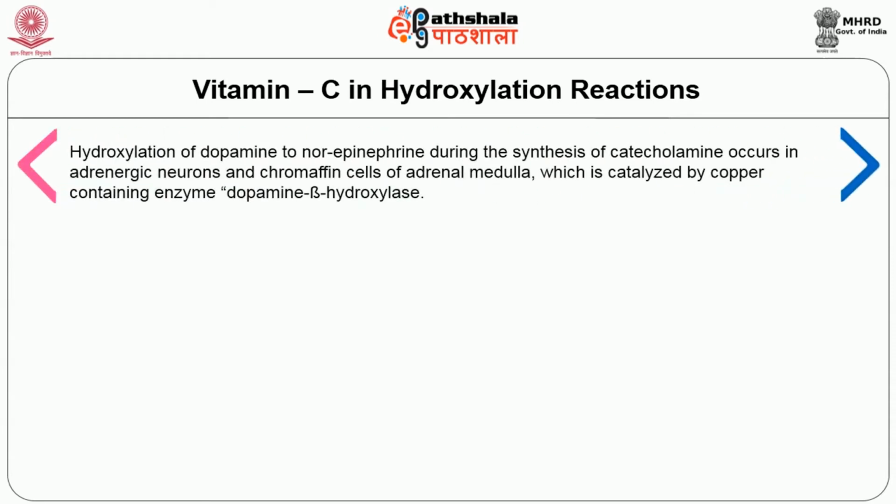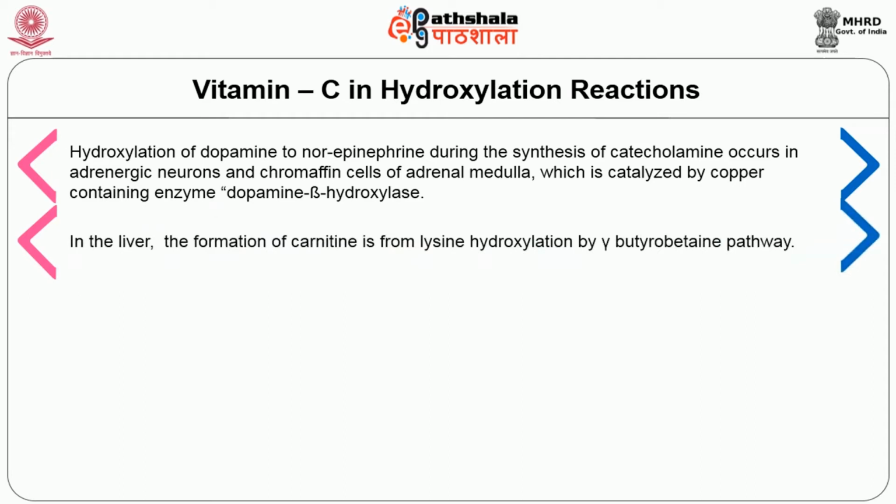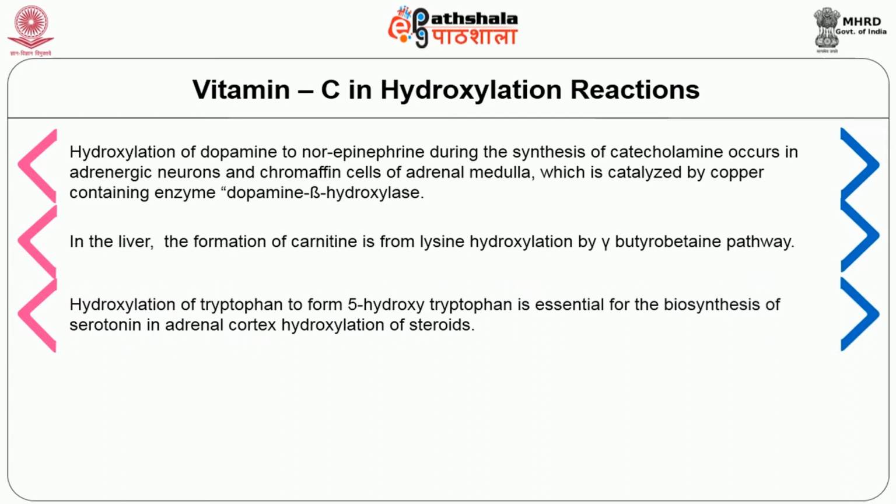Hydroxylation of dopamine to norepinephrine during the synthesis of catecholamine occurs in adrenergic neurons and chromaffin cells of the adrenal medulla, which is catalyzed by the copper containing enzyme dopamine beta hydroxylase. In the liver, the formation of carnitine is from lysine hydroxylation by the gamma butyrobetaine pathway. Hydroxylation of tryptophan to form 5-hydroxytryptophan is essential for the biosynthesis of serotonin in the adrenal cortex.